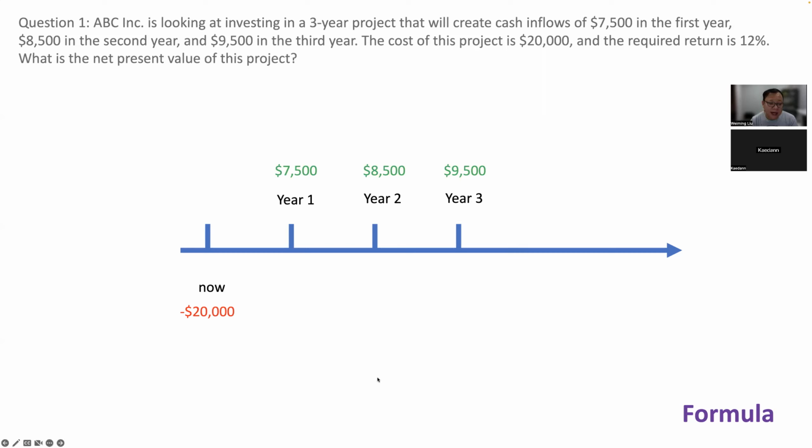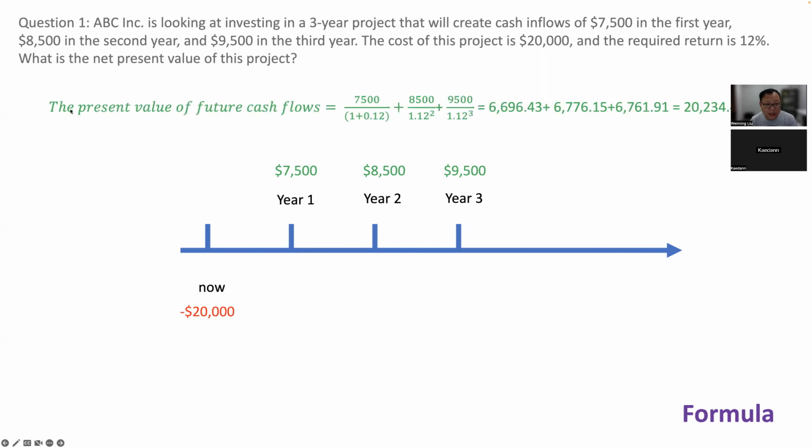So the idea is that this negative $20,000 is a present value because it's now, right? It is now, so this negative 20,000 stays negative 20,000. But these green values are the future incoming cash flows. So these have to be discounted using the required rate, 12%. So the question now comes to what is the present value of these 3 future cash flows, right?